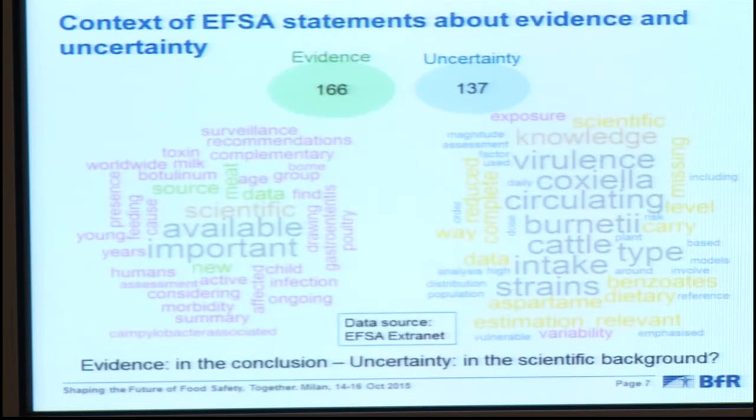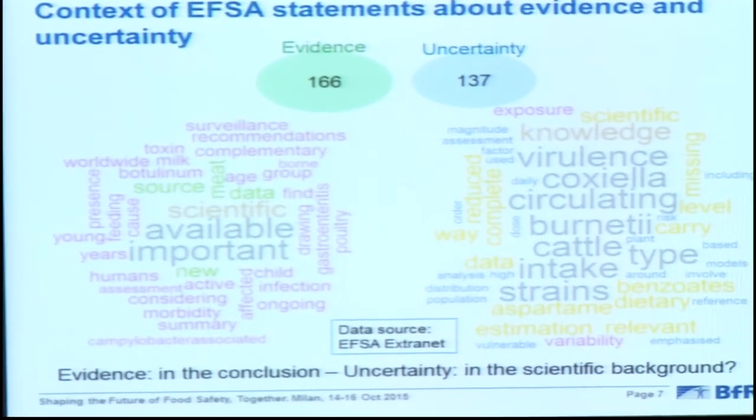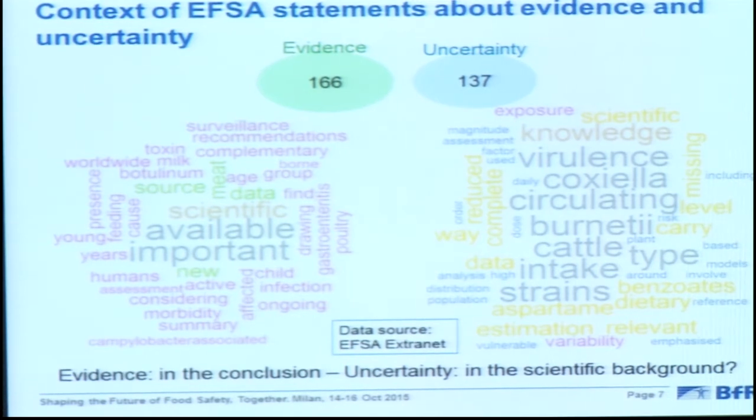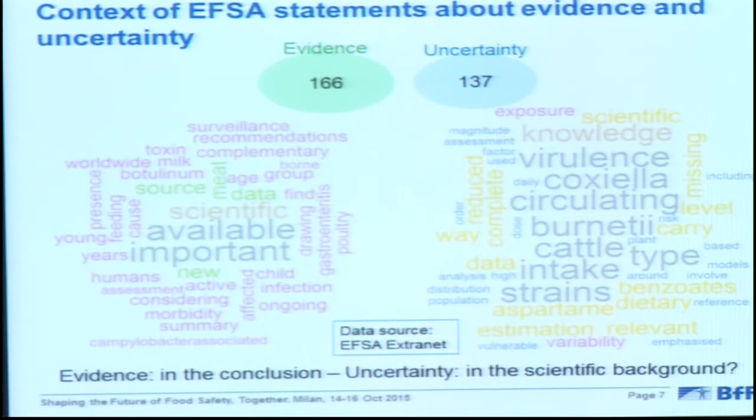So here's the result. EFSA documents that use the term evidence counted up to 166, whereas documents in which uncertainty has been used as a term were a bit fewer, 137. On the left-hand side you can see words or terms that occurred in phrases or sentences about evidence. And I will try to skip reading through this in detail.